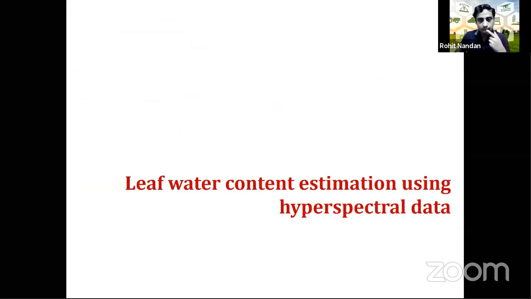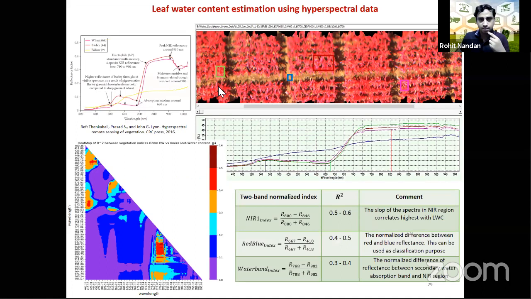Then we use the hyperspectral data to estimate the leaf water content. So this is how the hyperspectral data looks. Here are multiple bands of this hyperspectral data. Each of these blocks represents how it will look in a linear way. Here it is showing how this object will look.